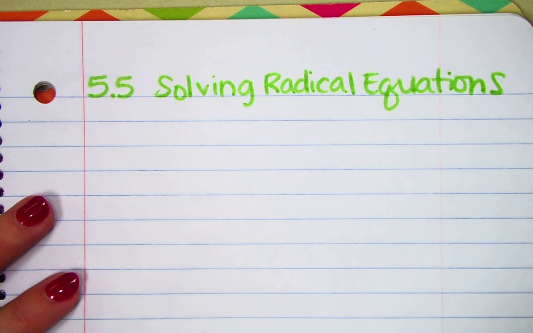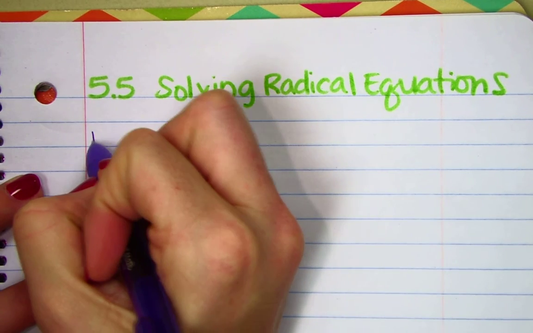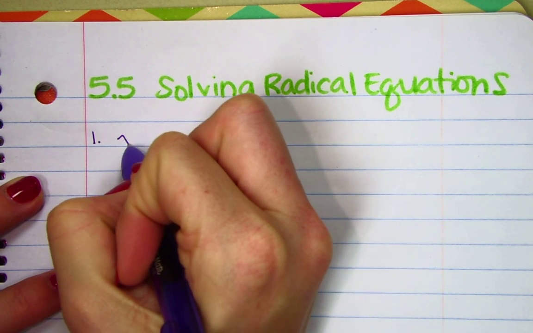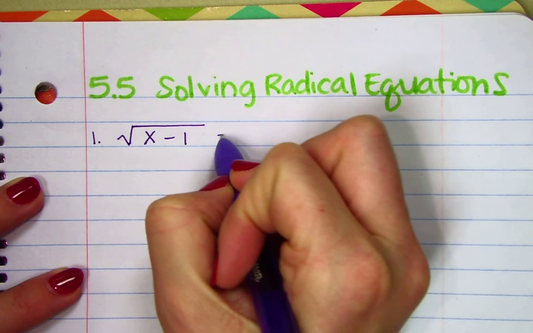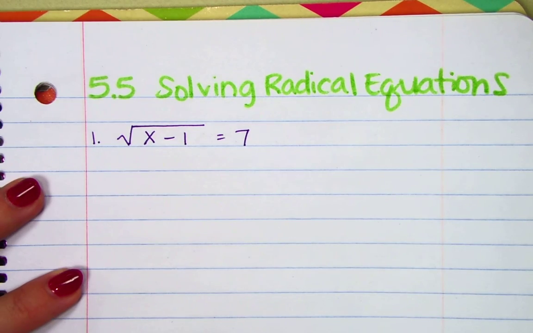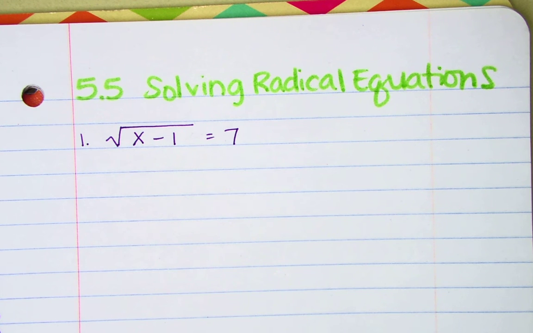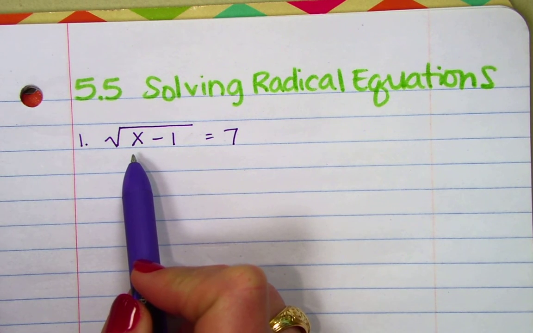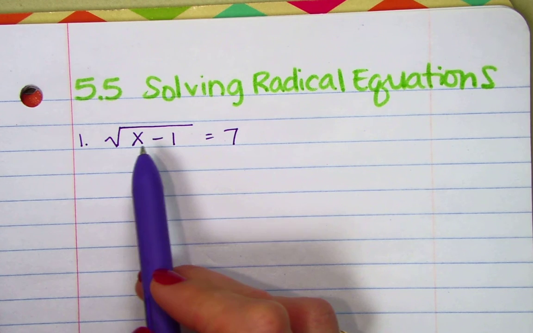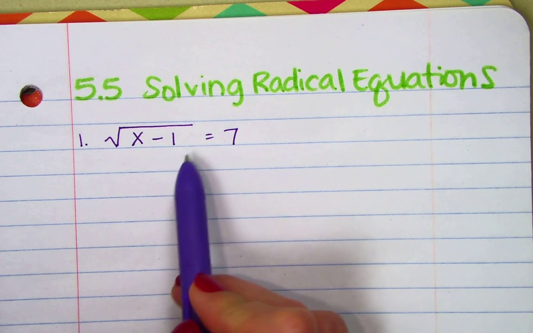Okay, so our first problem is going to be the square root of x minus 1 equals 7. And remember, we are solving for x. We're trying to find out what x is, so we need to undo everything else around the x.